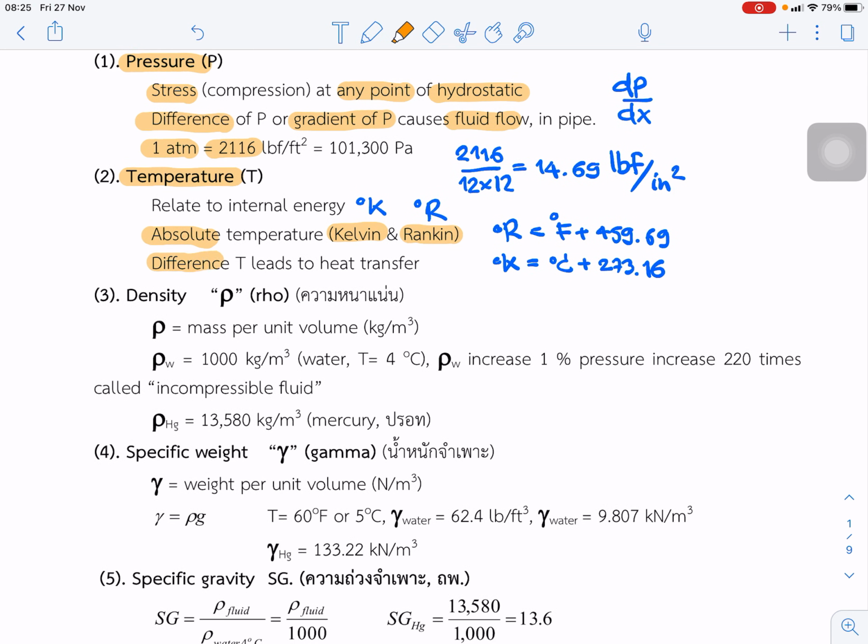And a temperature difference leads to heat transfer. So we can write it in terms of temperature difference with respect to distance. We call this the temperature gradient.